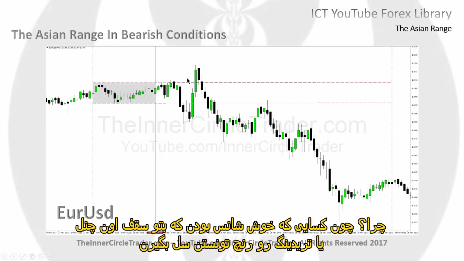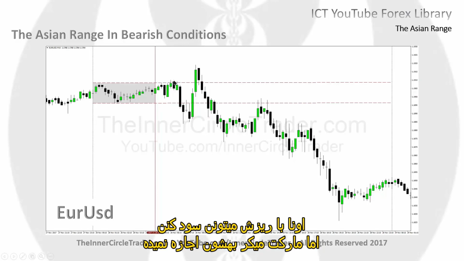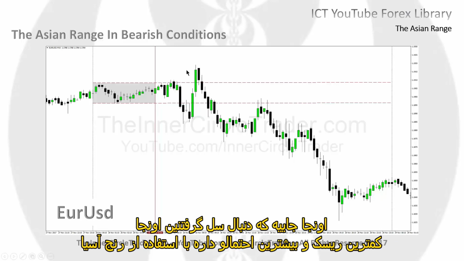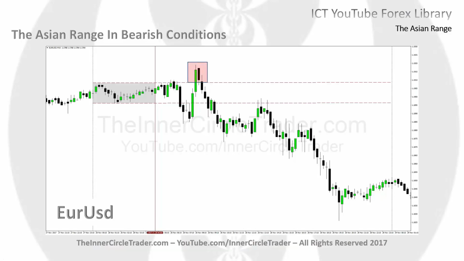Why? Because short sellers that were lucky enough to try to sell short at the top of this channel or trading range, they're making money here. They're not going to be allowed to be profitable. They run on their stops, which would be a buy stop run above these highs. That's where you're looking to be a seller. This is the lowest risk, high probability entry for using the Asian range.